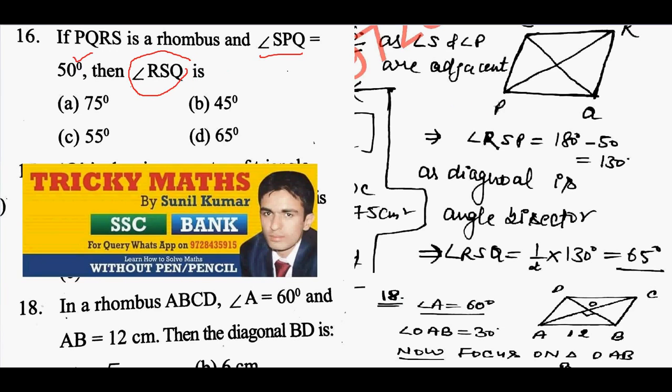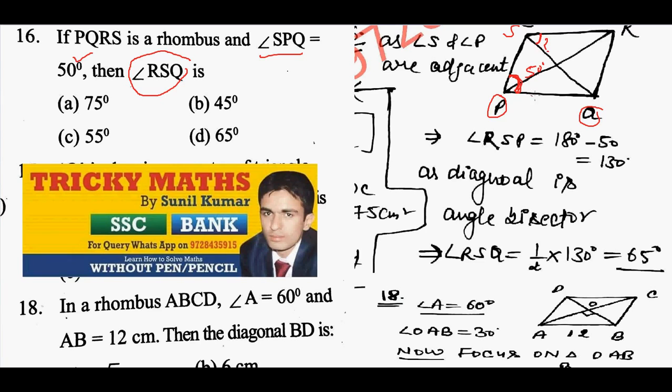Always try to take the vertices in anti-clockwise direction: P, Q, R and S. This is the rhombus. Angle SPQ, this angle, is given as 50 degrees, and we have to find the value of RSQ. RSQ means this angle is our question.